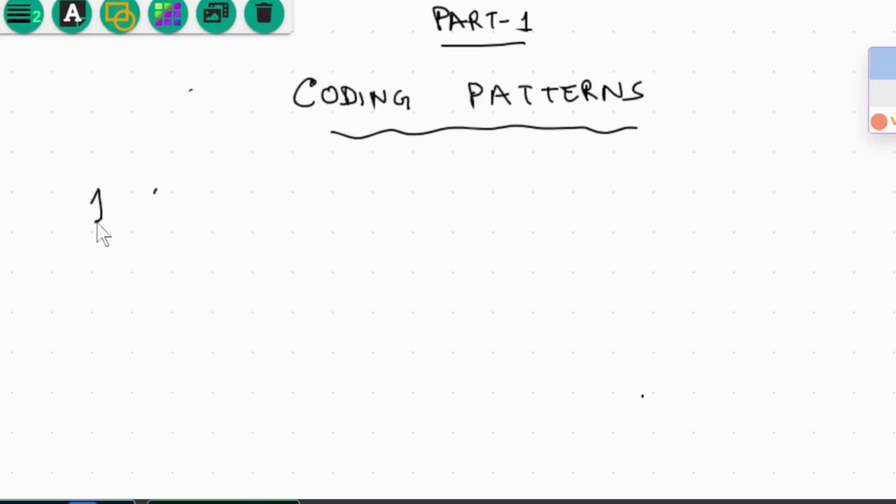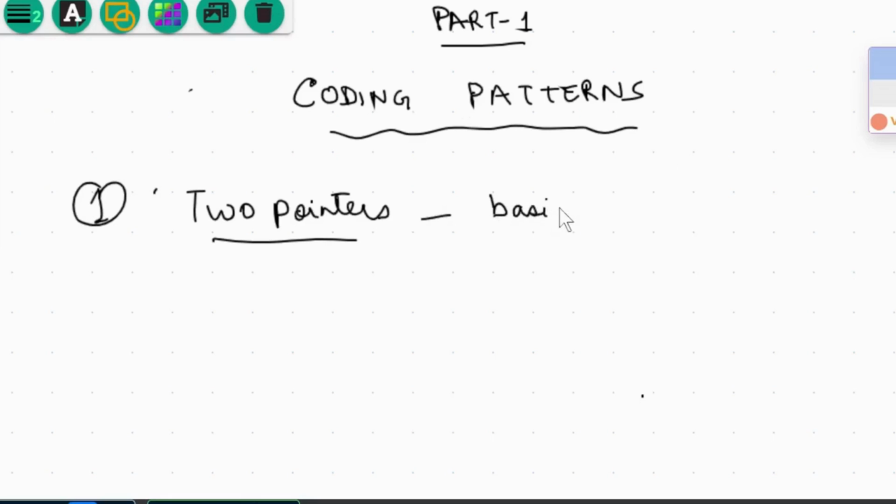Okay, so now we are starting with the first coding pattern. We'll talk about two pointers. I'm sure many of you would have already heard about this. It's a very basic algorithm that everyone learns when they are doing data structures and algorithms, and I think this also forms the base. There are two other patterns which we are going to discuss later on, which are going to be an extension of the same algorithm. Okay, so what is the two pointers algorithm?